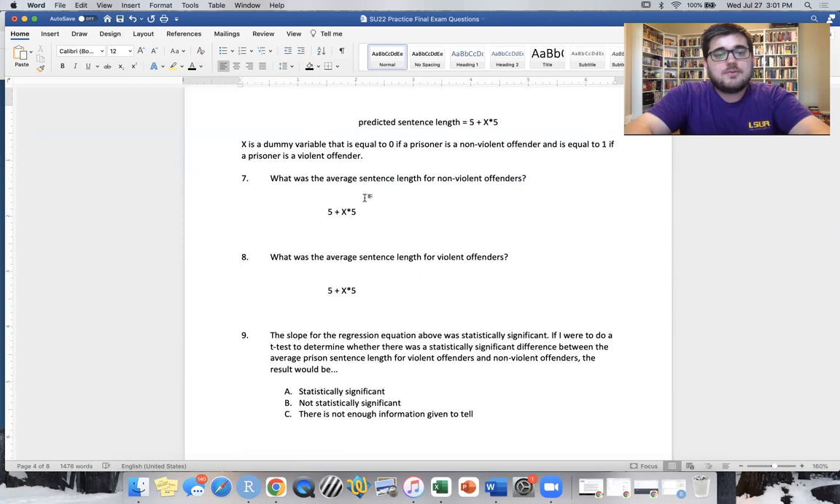Okay, 0 for non-violent means this is 0 and this is 1. So 5 times 0 is 0, so that's 5 plus 0 equals 5. 5 times 1 is 5, so this is just 5 plus 5 equals 10. Did I get it right this time? Equal to 1 if they're violent. Okay. So yes, I got my dummy code mixed up. What's a 0 and what's a 1?